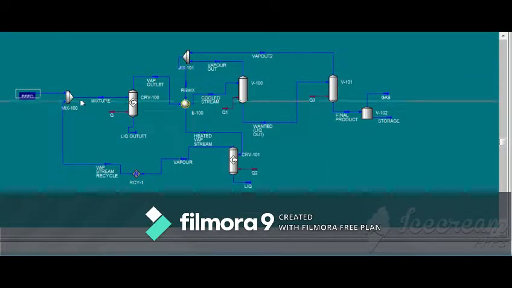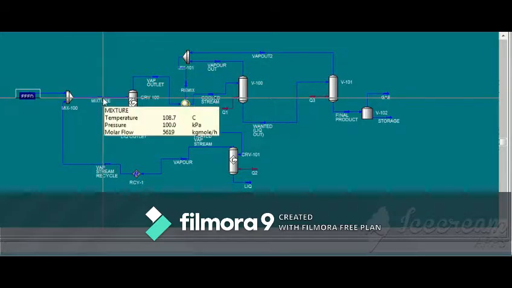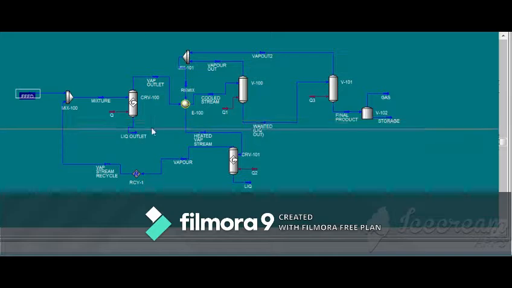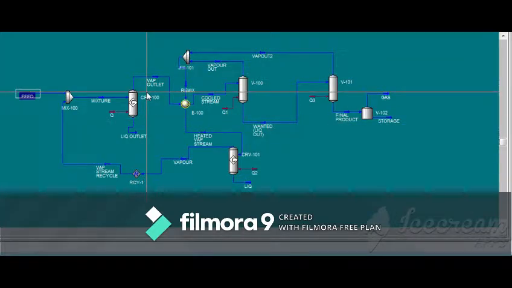So the mixer mixes the feed inlet and also the recycle stream. The product then enters the first conversion reactor. As you can see, the inlet temperature is 108.7 degrees C, while the outlet temperature is 535 degrees C, which means this process is exothermic, where it releases energy.